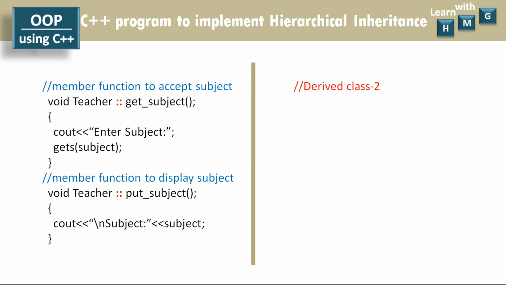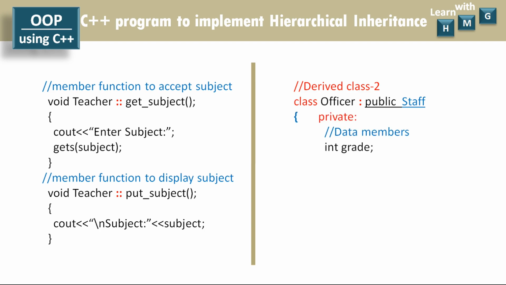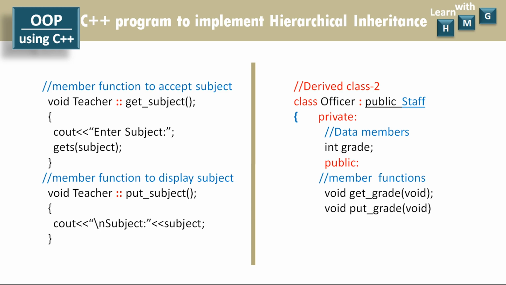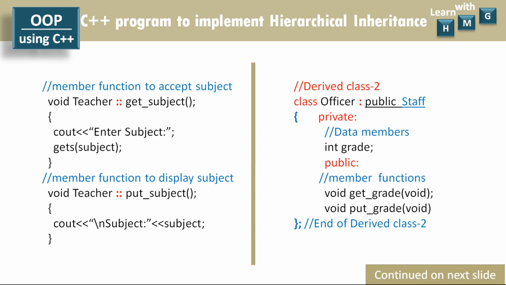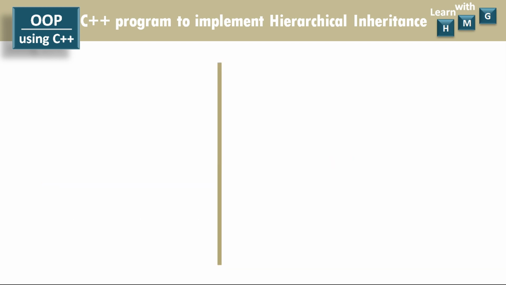This officer class is publicly derived from the staff base class. Public is the visibility mode, staff is the base class name, and officer is the derived class name. Grade is the data member, which is an integer type variable. In the public section, let us accept the grade using the get grade function, and using the put grade function let us display it. These two functions, get grade and put grade, are defined outside the class like this.